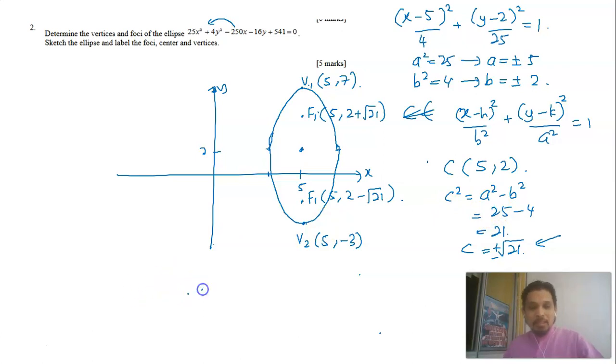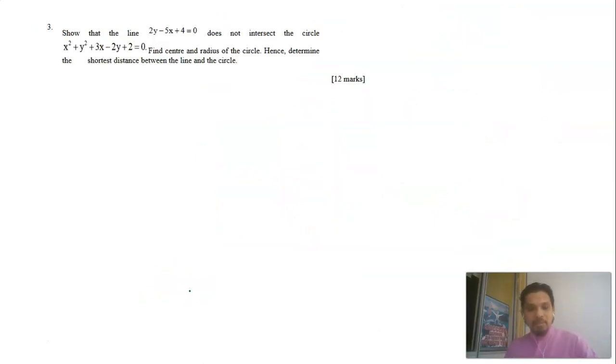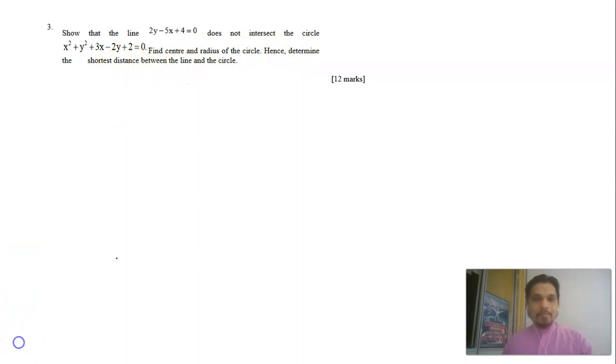Okay. Next question, number 3. Show that the line does not intersect the circle and find the center and radius of the circle. Determine the shortest distance between the line and the circle. So we imagine that if this line does not intersect the circle, just imagine that there's a circle there, and the line did not touch or intersect at all.